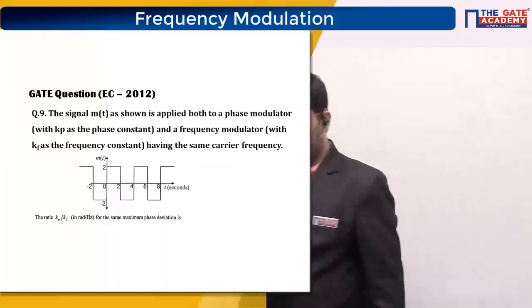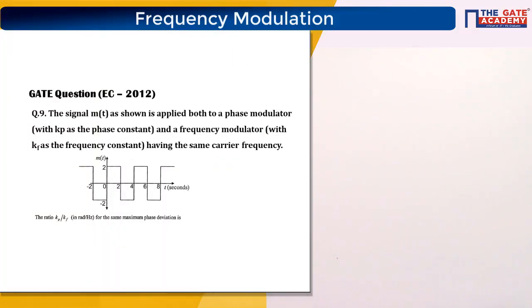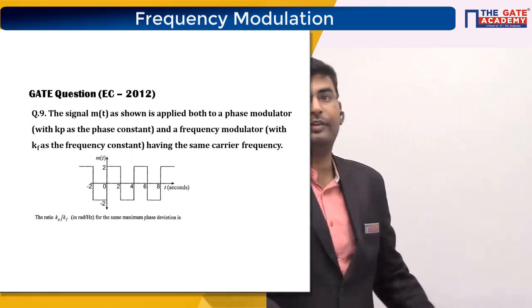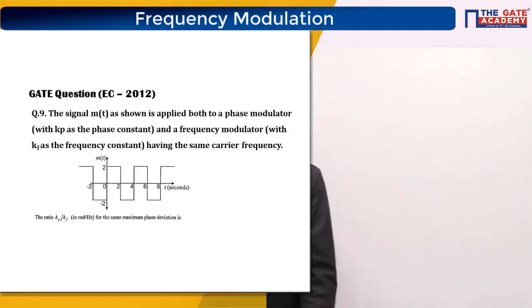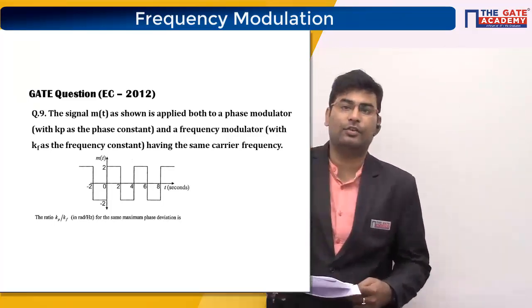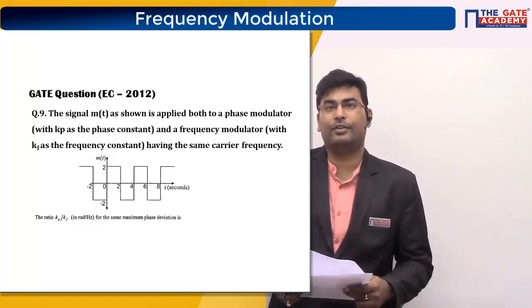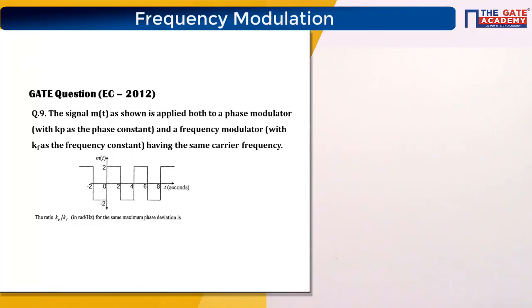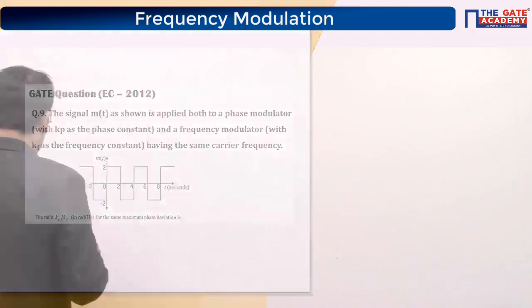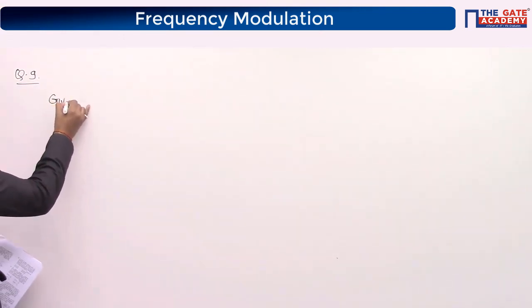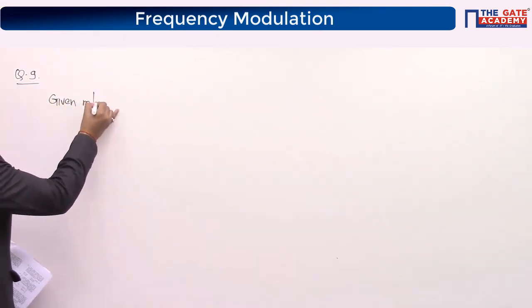This signal m(t) as shown is applied both to a phase modulator with k_p as the phase constant and a frequency modulator with k_f as the frequency constant, having the same carrier frequency. Okay? Find the ratio k_p by k_f for the same maximum phase deviation. So, given m(t) is this.